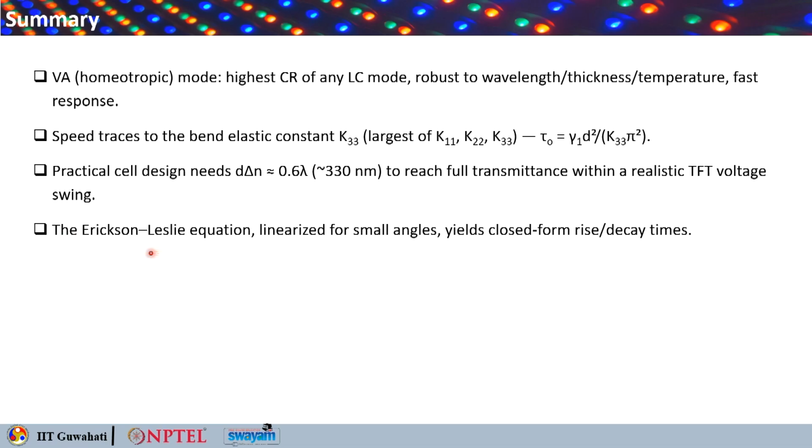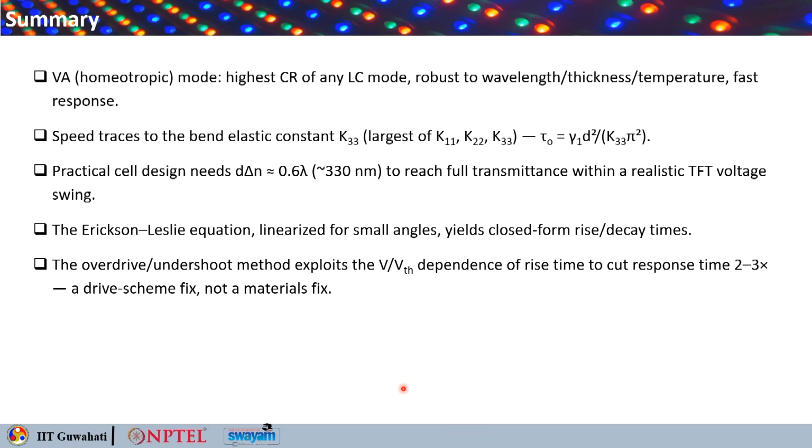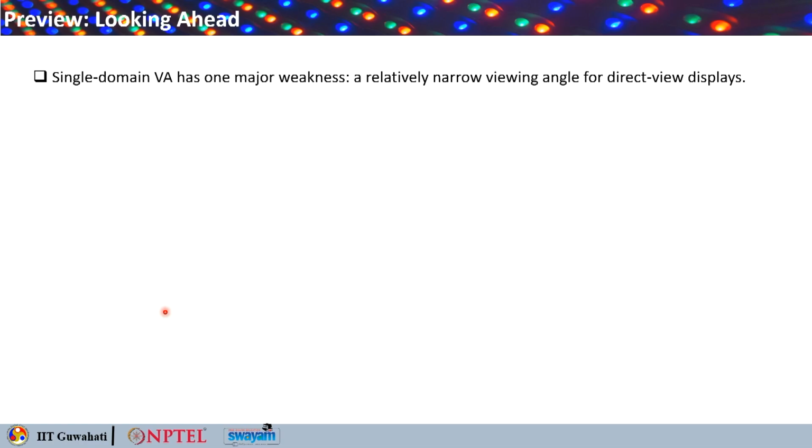We have also seen the Ericksen-Leslie equation, which is linearized for small voltages, that can yield closed form rise and decay times. And then finally the overdrive and undershoot method that exploits the V by VTH ratio dependence of the rise time to cut down the response time 2 to 3 times. So this is a driving scheme fix that you are giving, not a material fix.